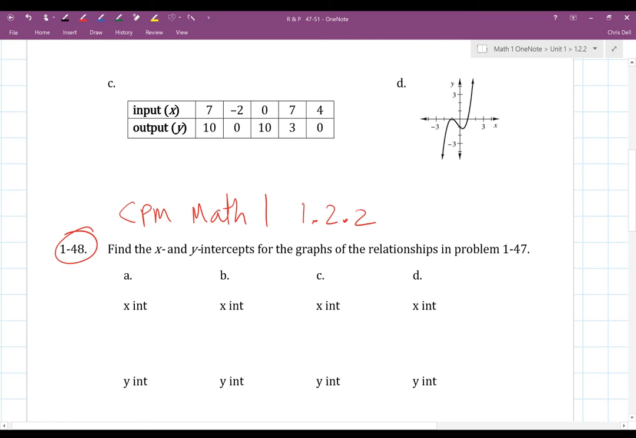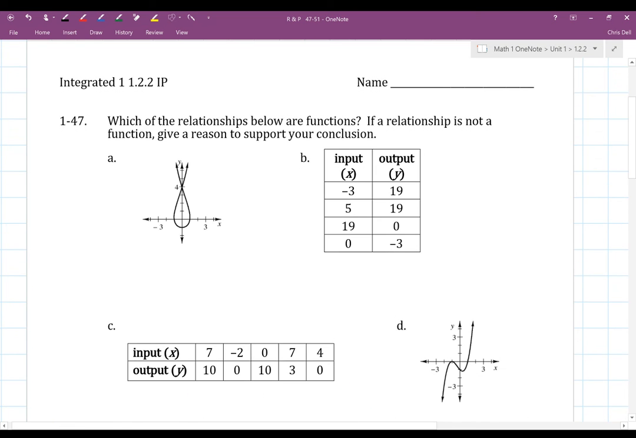So if we start with A. Remember x and y intercepts. The x-intercept is where it crosses the x-axis. This is my x-axis, so where on the graph does that relation cross? It crosses here and there. That's where it crosses the x-axis. So those would be the x-intercepts, abbreviated x-int. That's an x-intercept, and so is that.